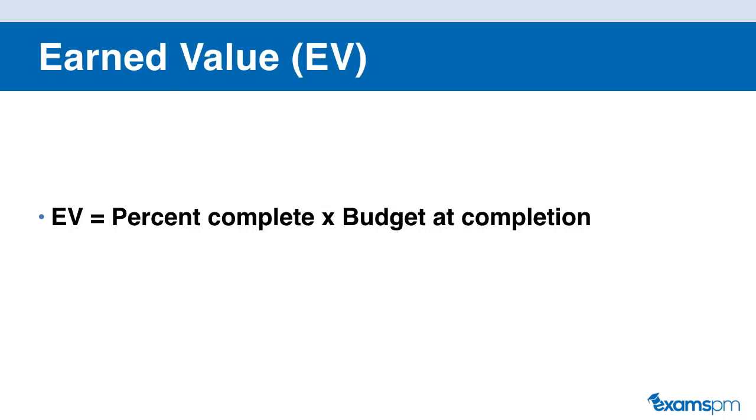The next terminology that we will take a look at is earned value, or EV. The way that you calculate the EV is you use the percentage complete, so how much work you have actually done on the project, and you multiply this by your budget at completion. So what the earned value is telling you is the value of the work that you have actually accomplished on your project. So let's take a simple example.